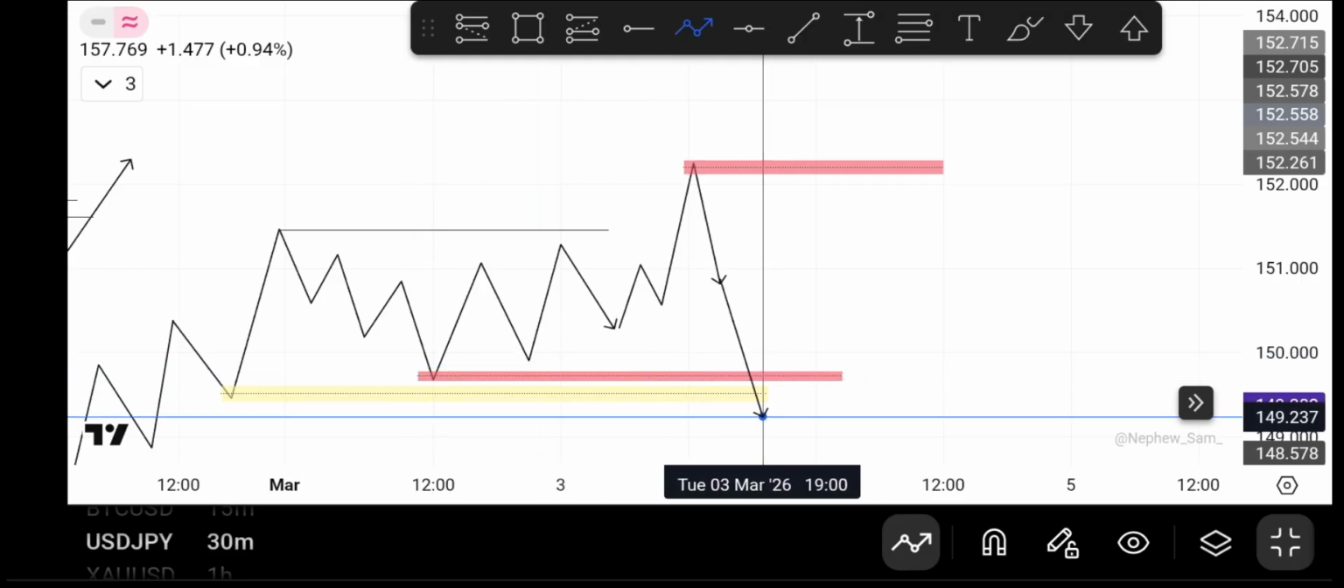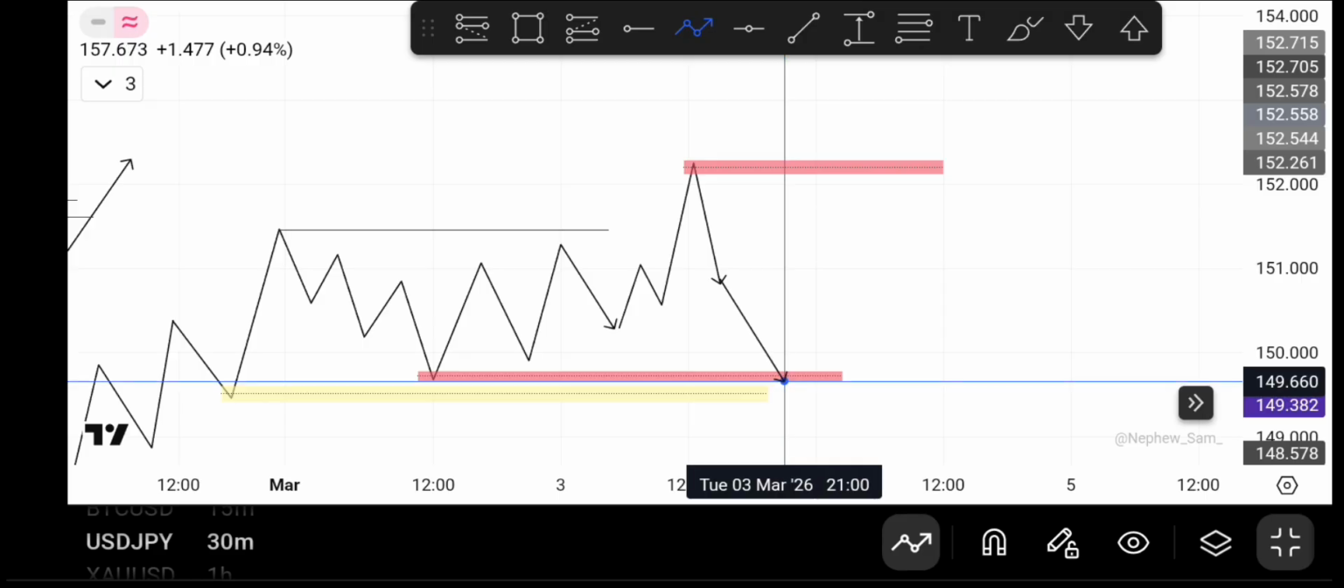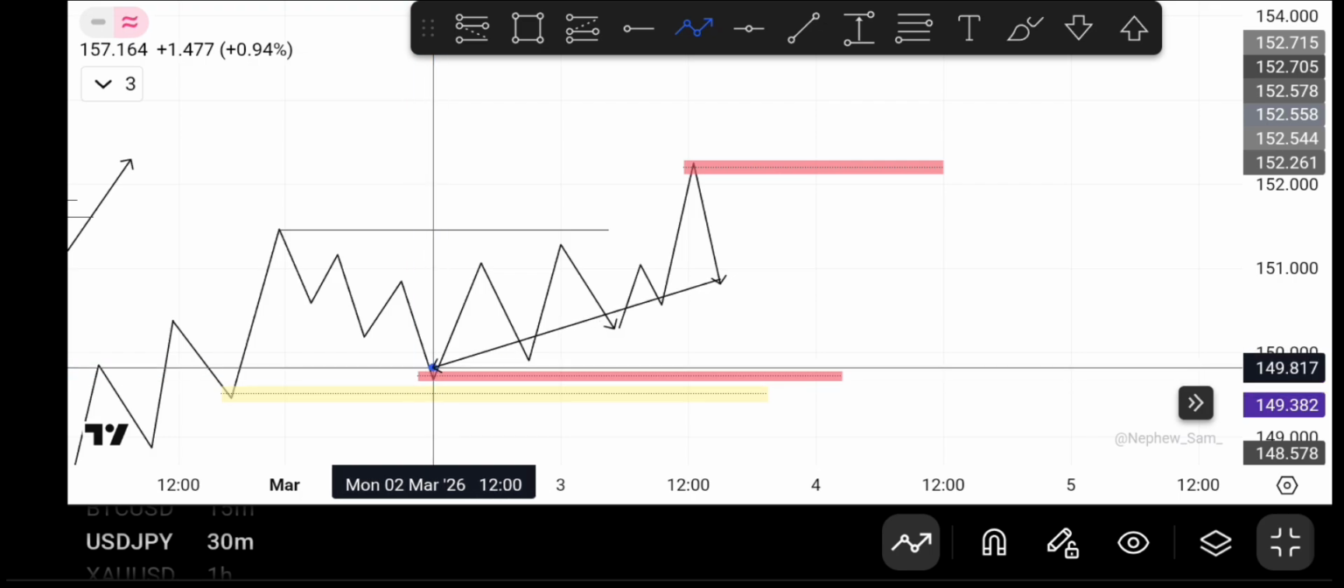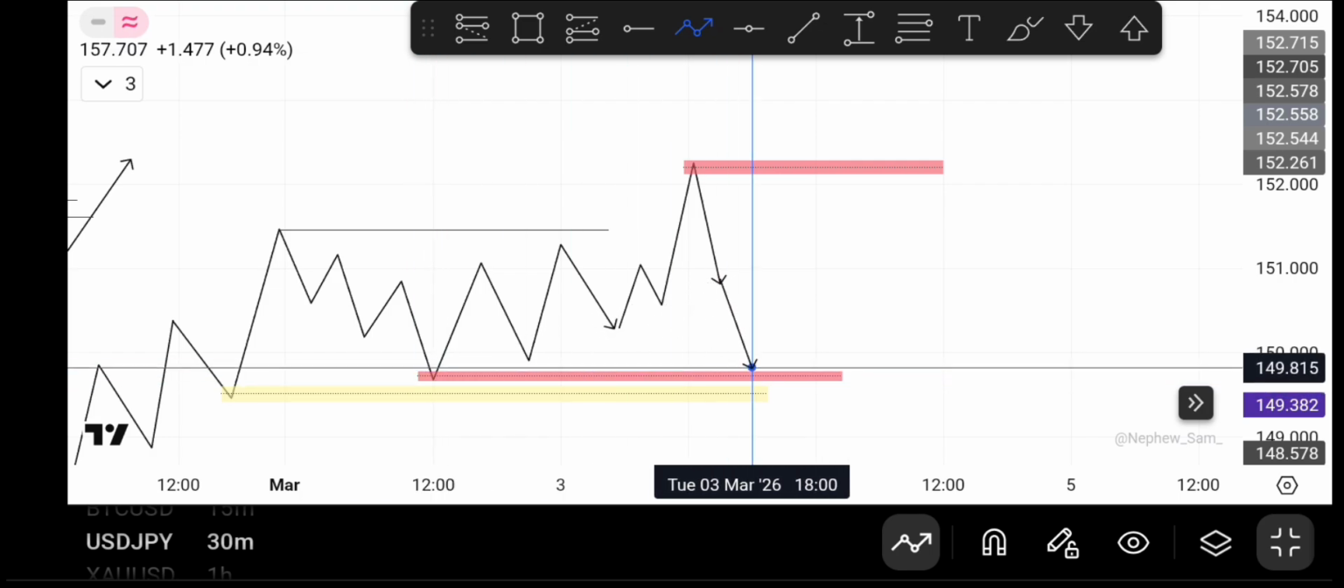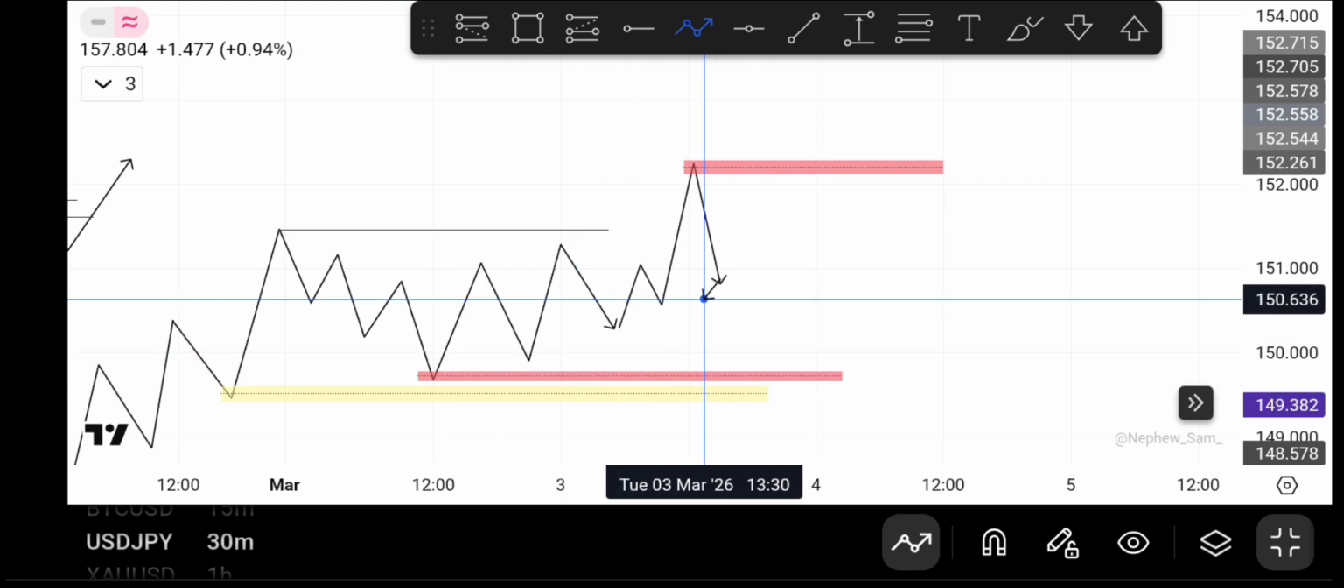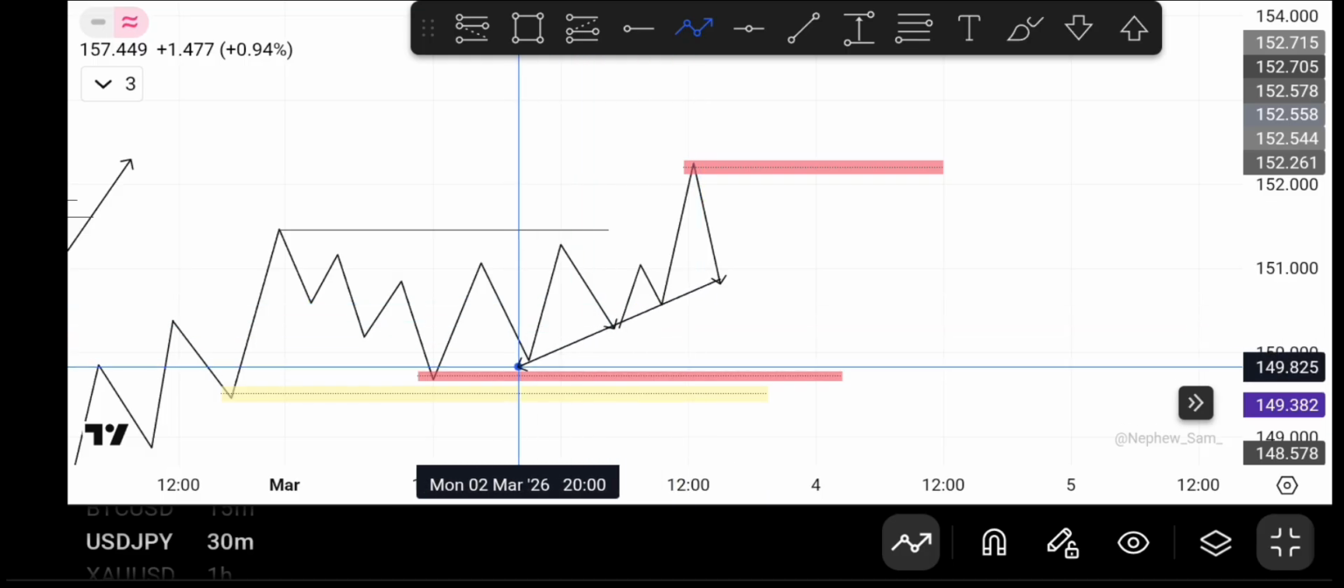Once it breaks down over this level, that's what we call change of character. But I will go to that, but not today. We have to understand this basic. So this level is the main key level which the market has to respect, no matter the disrespecting during this region.